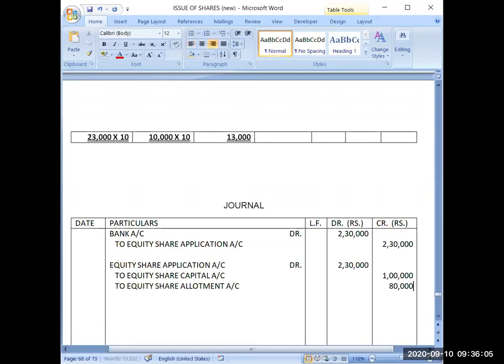80,000 I am using on allotment. Then some part I will be transferring to calls in advance account. How much is calls in advance?